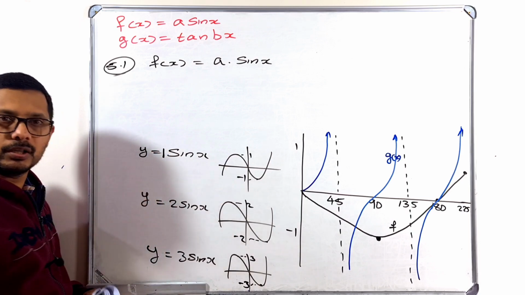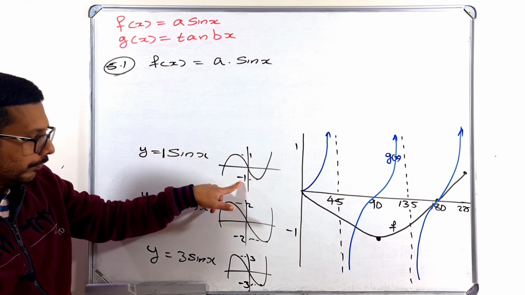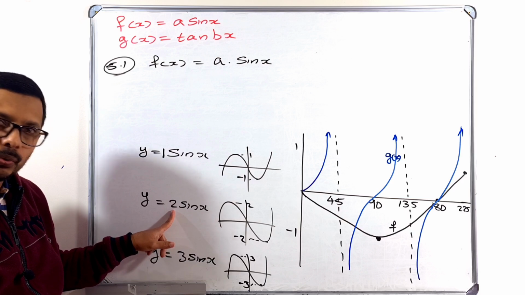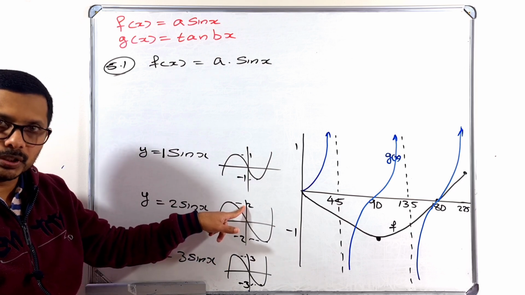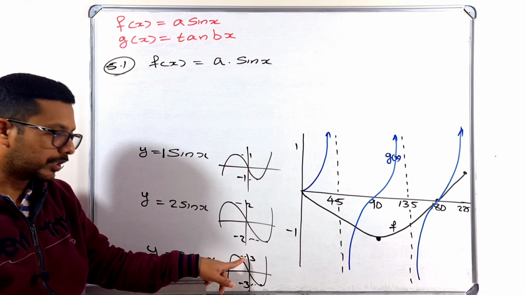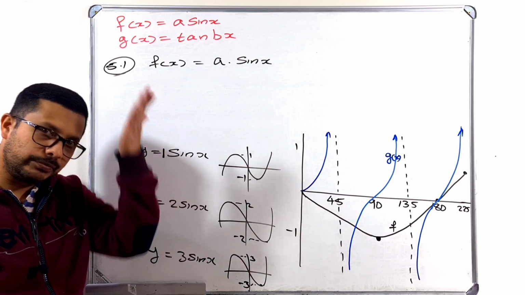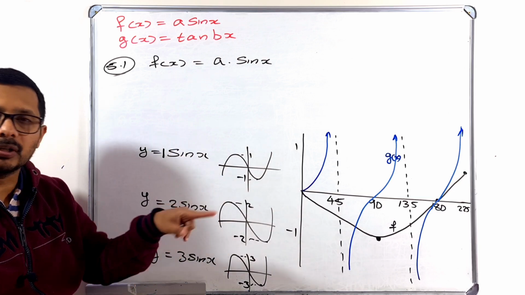It is 1. So when a is 1 or the amplitude is 1, the minimum value is -1 and maximum value is 1. When the amplitude is 2, minimum value is -2 and maximum value is +2. When the amplitude is 3, minimum value -3 and maximum value +3. Okay, I'm not talking about the shifting up or down. Okay, and this is only 2 sin x, not +1 like that.